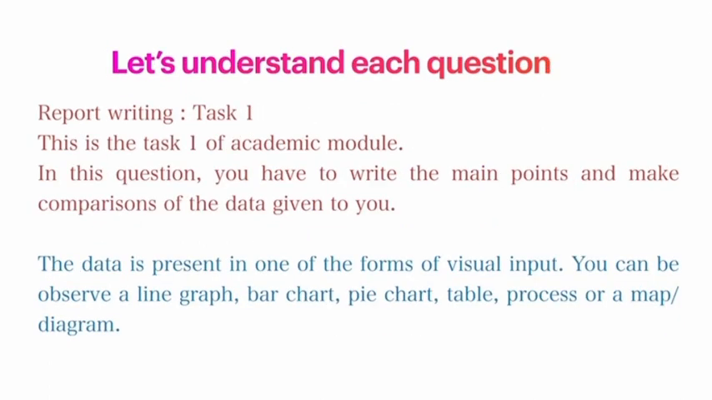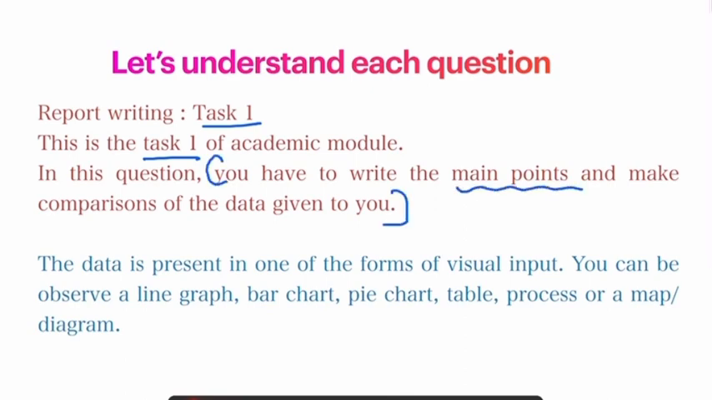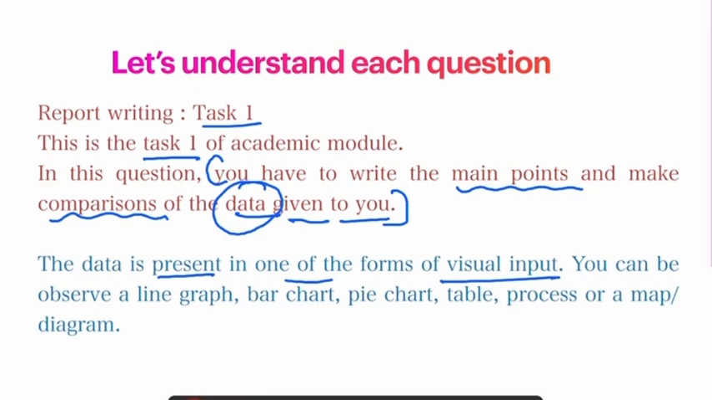Now let's understand the first question, which is the report writing task 1. This is task 1 of the academic module. In this question, you have to write the main points and make comparisons of the data given to you. This data is going to be present in one of the forms of a visual input. It can be present in a line graph, bar chart, pie chart, table, process, or a map or diagram. Let's quickly understand what kind of visual inputs these are.